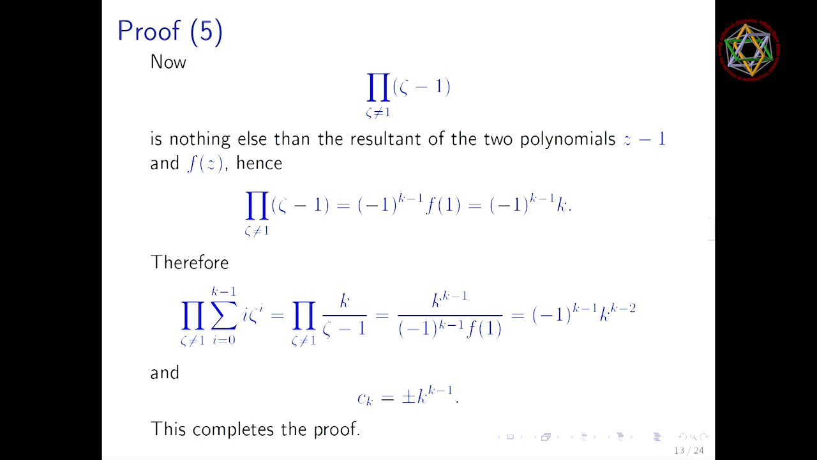And you have now to compute the product of (zeta - 1). And this is nothing else than the resultant of z - 1 and f(z). f was the polynomial 1 + z + ... + z^(k-1). And so this resultant is (-1)^(k-1) f(1), and f(1) is k. And therefore, we find this formula here with k to the power k - 2 for zeta different from 1. And for zeta equal 1, we have the coefficient k. So we get k^(k-1). So this completes the proof.